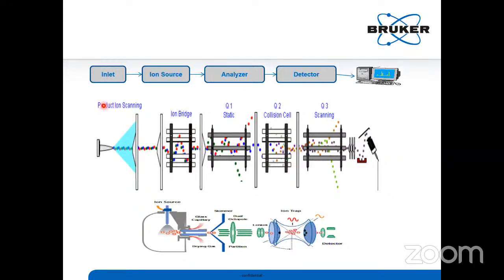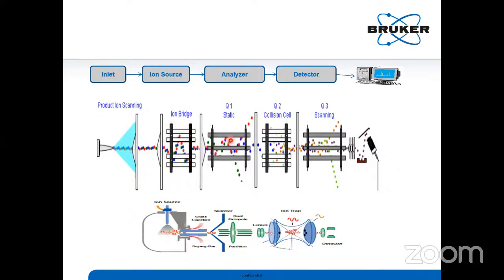Here, as I mentioned, your inlet is there, maybe it's LC or GC. From here, your ion source is ESI. You can see that through the ion source, it's completely spraying your sample. Only charged ions are entering inside the funnels. From there, the ion bridge will avoid all other uncharged molecules.